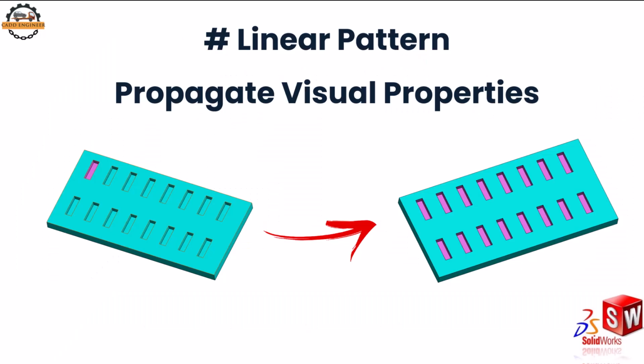In this video, we are going to learn how to use linear pattern with the Propagate Visual Property method. It means if we add a color property to any feature and then do a pattern, we want to transfer that property also. Usually when we're doing a pattern, that property will not transfer. So for those cases, we have to choose the Propagate Visual Property method. So let's see on the software how to do it.